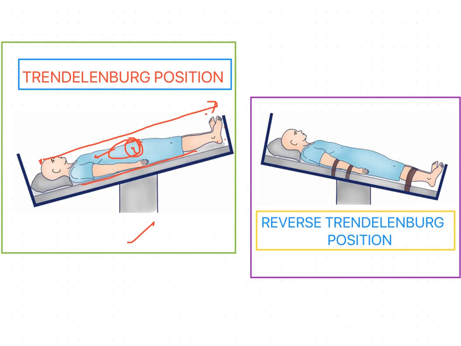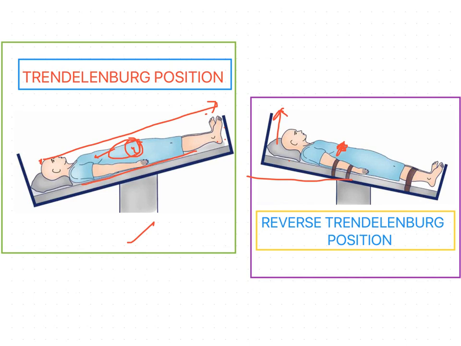Another one is the reverse Trendelenburg position. If you see the description of this position, the head is elevated 15 to 30 degrees in air. The patient is kept in this position to expose the prostate and upper abdominal region. So in this position, the upper abdominal region can be exposed properly.